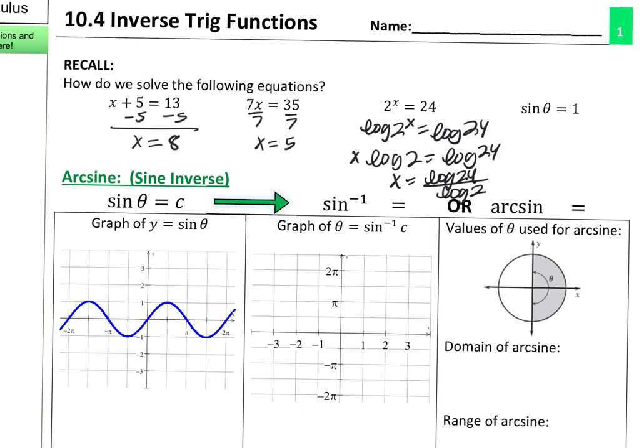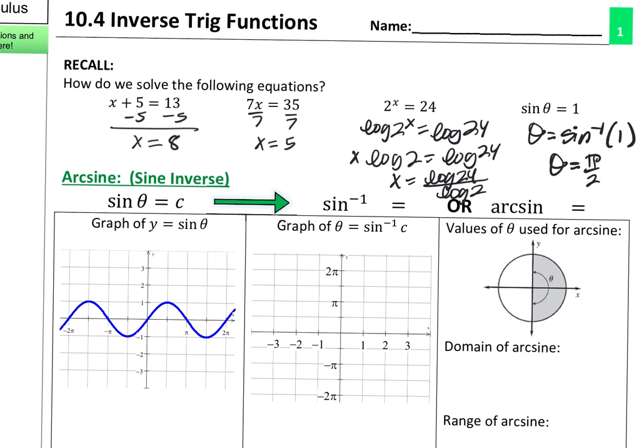If you have just sine of theta is 1, then inverse here would be theta is equal to the inverse sine of 1. And then, of course, you'd have to look at your unit circle and all that, which I'm going to teach you how to do today. But theta here would be pi over 2. That's the angle measure that's going to give us a sine value of 1.